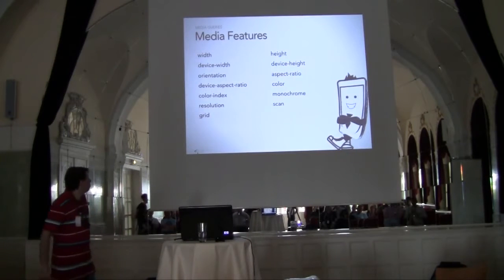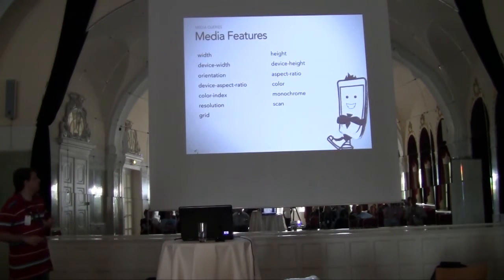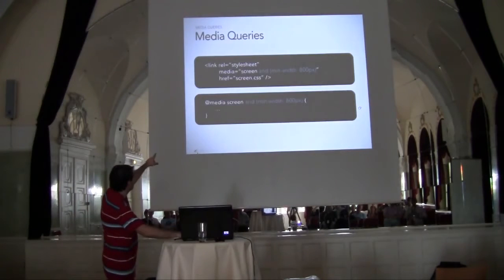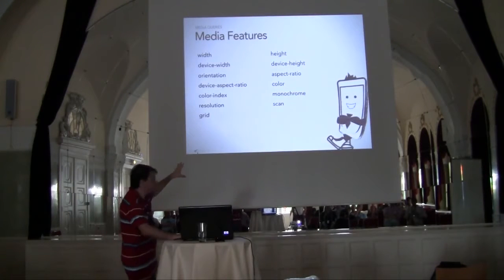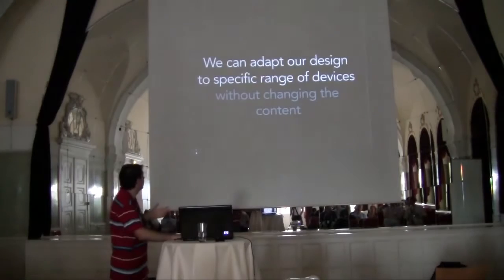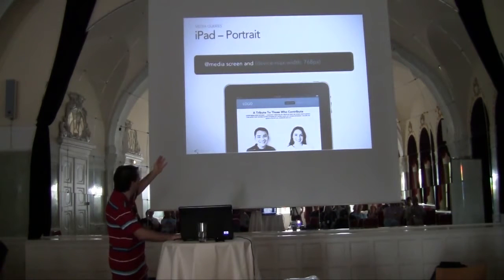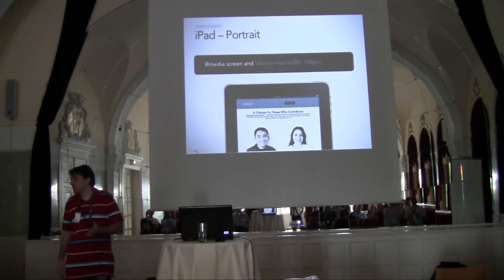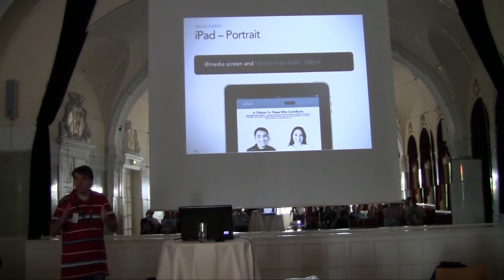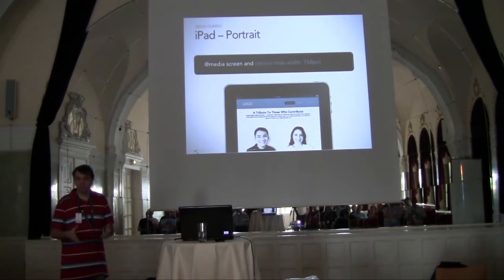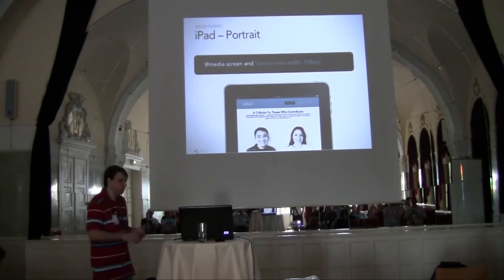So those are the media features: width, height, device width, device height, orientation, aspect ratio, device aspect ratio, color index, monochrome, resolution, scan, and grid. And if you want to target, for example, to adapt our design to a specific range of devices, like a device max width 768, we are targeting the specific device now, not only the viewport anymore. Okay? That's one of the nice things as well. So if you really want to target a specific device, you can use those media types.